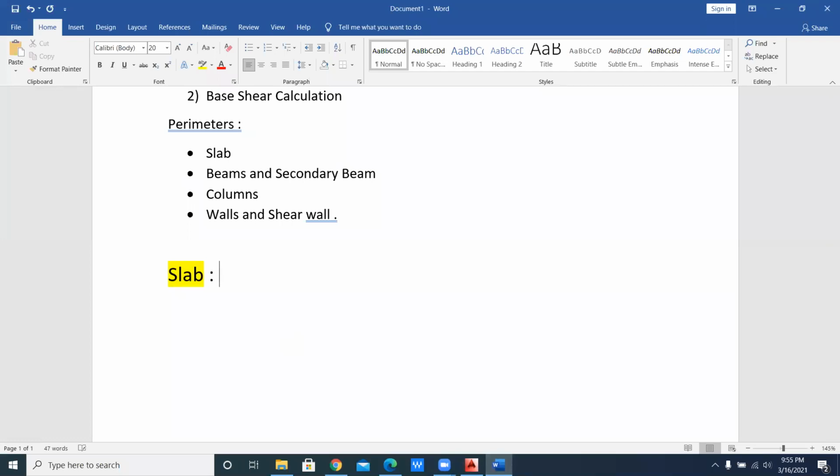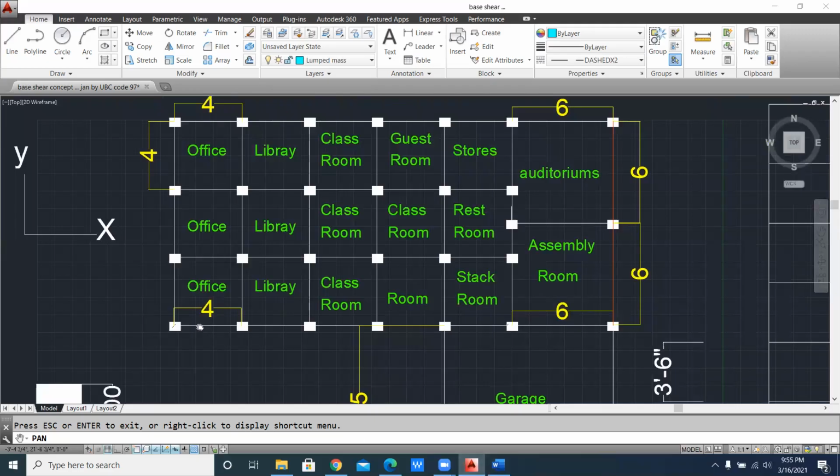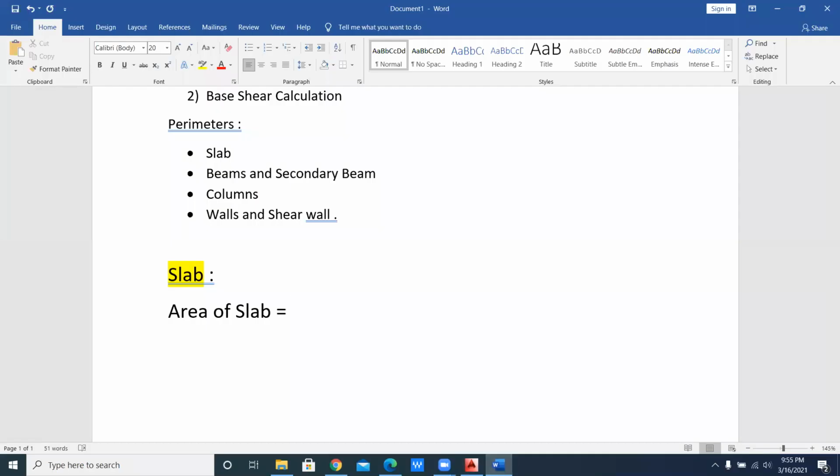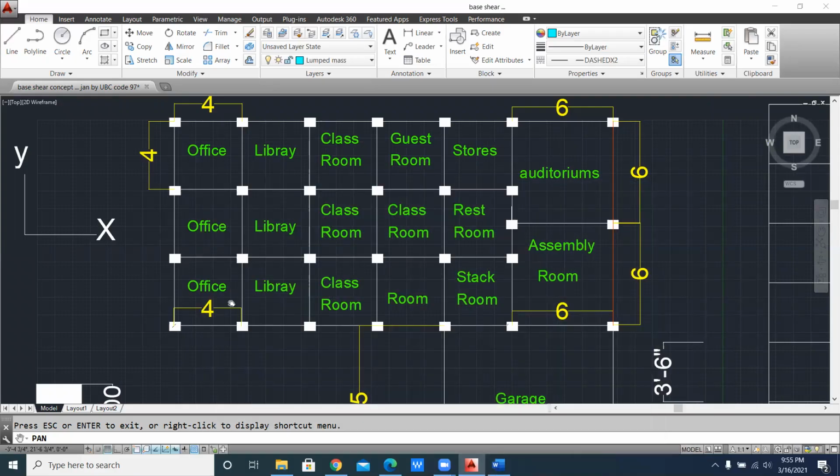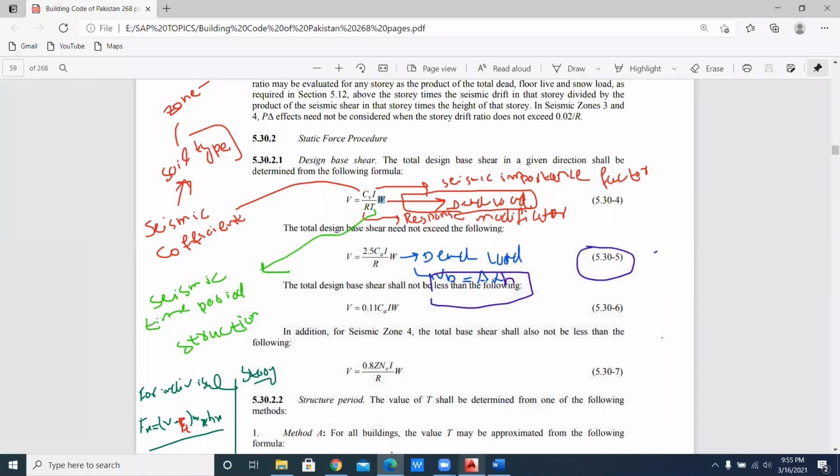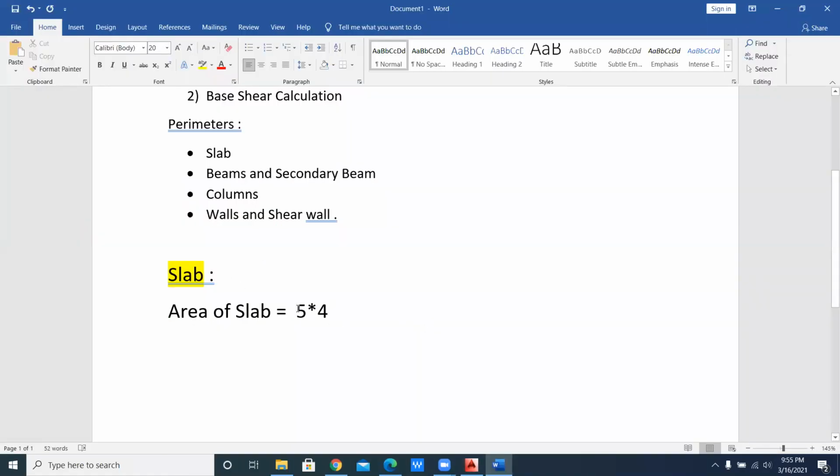Come here, slab. First of all, you have to find out the area of the slab. For the area of the slab, we have to find how many bays. That is 1 bay, 2 bay, 3 bay, 4 bay, and 5 bay. There are 5 bays, and what is the length? That is 4 meters. This is 4, this is 4, this is 4, this is 4, this is 4, and this one is 6. So you can write here 5 multiplied by 4, because the number of bays is 5 and each is 4. So 5 cross 4. We can close the bracket here.